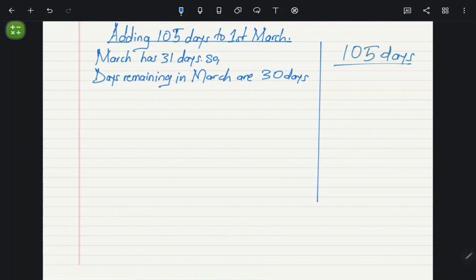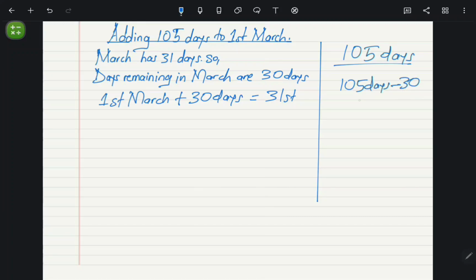105 days. So now our first addition here will be 1st March plus the 30 remaining days in the month of March. So when we add here 30 days to 1st March, we are going to end up with 31st March. So now that we have already added 30 days onto 1st March, we remove those 30 days from 105 days. So now here we shall have 105 days minus 30. So what will this one give us? This one is obviously going to give us 75, not so?